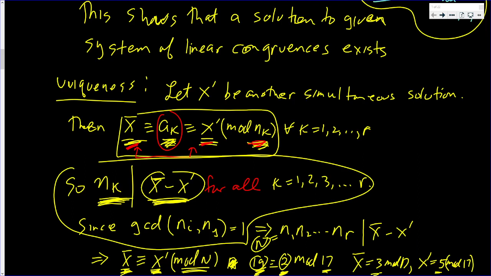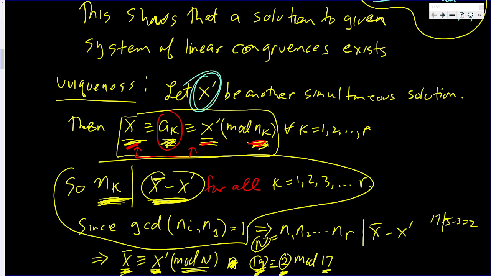Their difference, 17 doesn't divide their difference. 17 does not divide 2. So 3 and 5 are not the same mod 17. It would be a problem if what I'm about to raise happened. But no. We picked another one. We said let x prime be another solution. And we concluded that modulo N, they're the same answer. They're the same value. So we prove uniqueness.